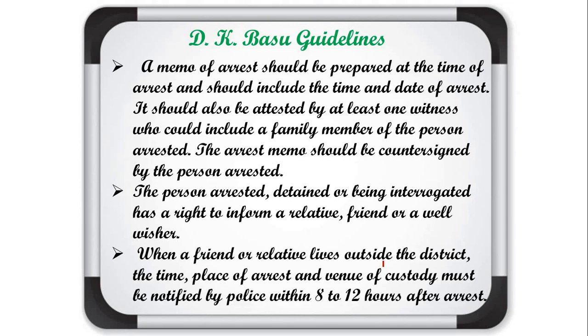When a friend or relative lives outside the district, the time and place of arrest and the venue of the custody must be notified by the police within 8 to 12 hours after arrest. It means if the relative or friend resides outside the district, at that time the police has to notify. It is the duty of the police to note down the district, the place of arrest and the custody venue, and inform them of all these things within 8 to 12 hours after the accused has been arrested.